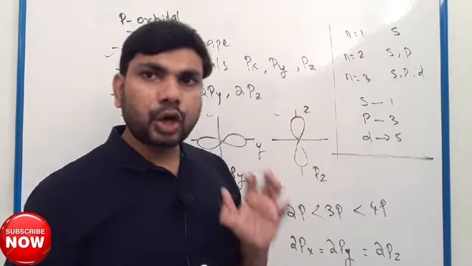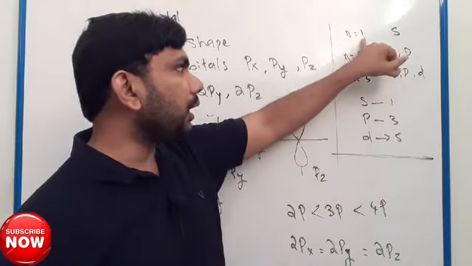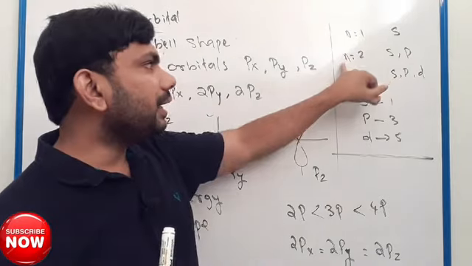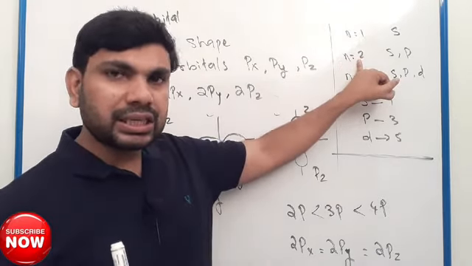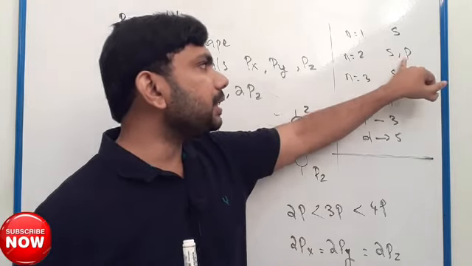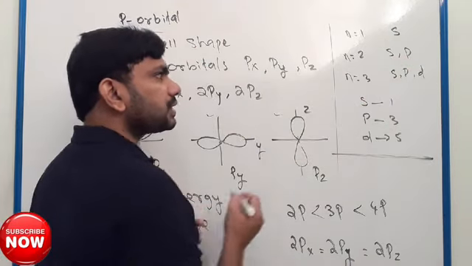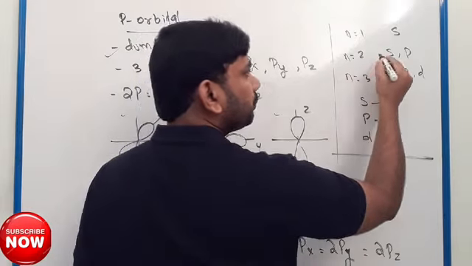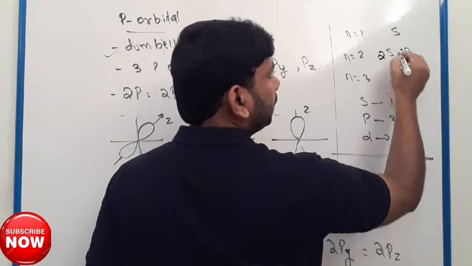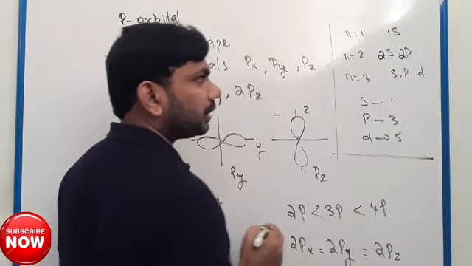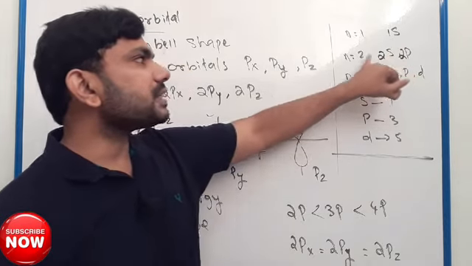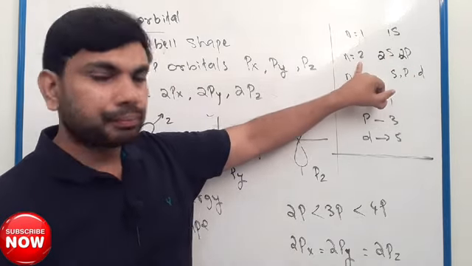First principal quantum shell, n equal to 1. So there is only one subshell, s. Okay, n equal to 2, second energy level. There are two subshells, s subshell and p subshell. So we will say this is 2s and this is 2p. This is 1s. Okay, 2s and 2p mean s orbital of second quantum shell.